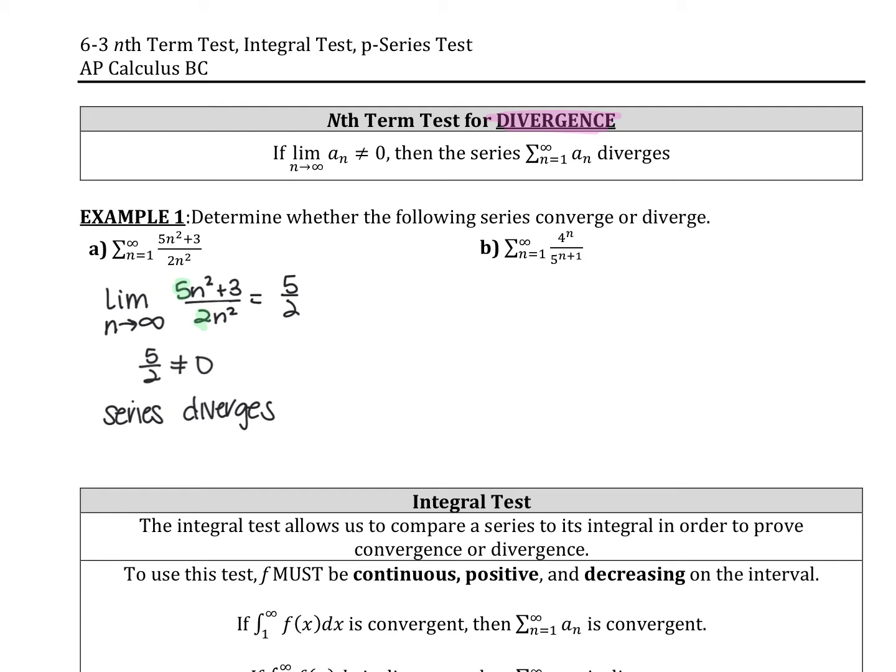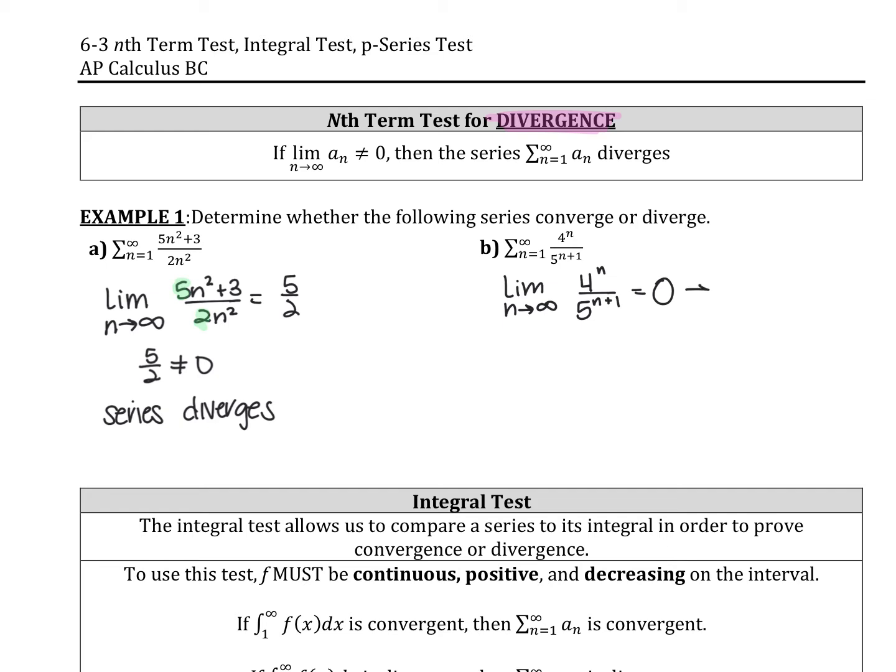All right, hopefully when you set up this problem, we get the limit as n approaches infinity of 4 to the n over 5 to the n plus 1. Now here's the problem. When I compare these, they aren't the same powers. And this 4 to the n grows just a tiny bit slower than this 5 to the n. So we're going to say that it's bigger in the denominator and therefore this goes to 0.